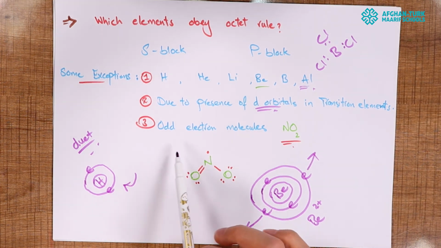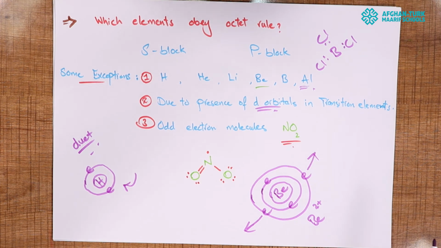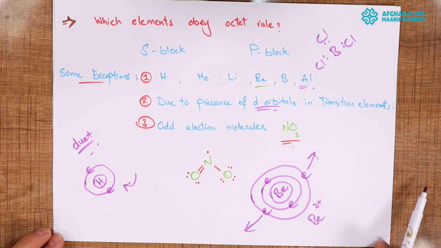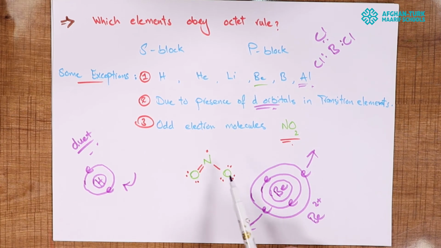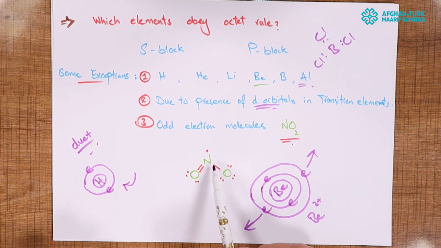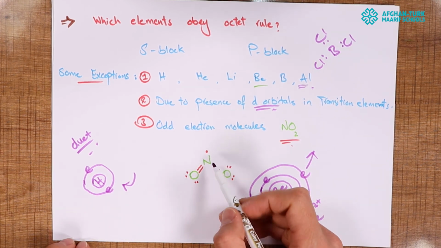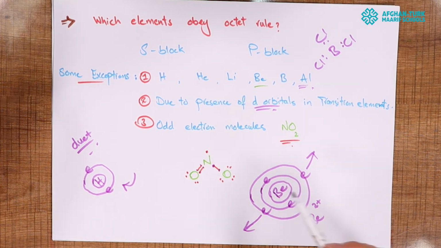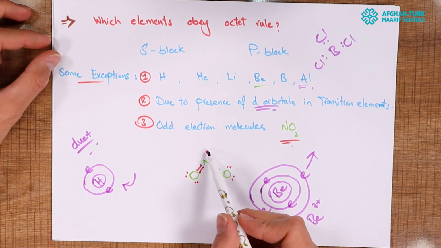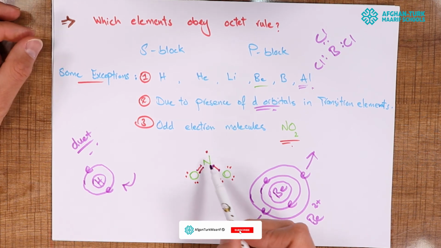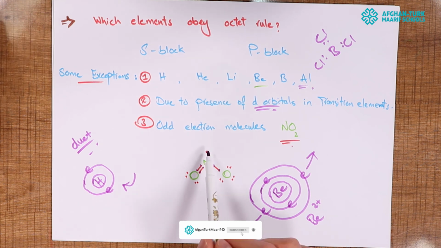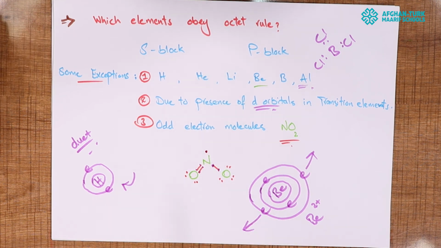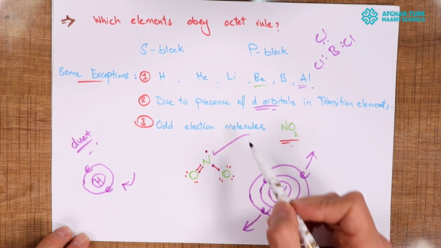And the next one is the odd electron molecule. For example, if we have nitrogen dioxide, you can see over here the shape of the molecule of nitrogen dioxide. Now you can see that there are 2 bonding pairs between nitrogen and one oxygen, and 1 bonding pair between nitrogen and the other oxygen. If we count the electrons, each line designates 2 electrons. 1, 2, 3, 4, 5, 6, 7. Now you can see over here that nitrogen has 7 electrons around itself, and there's only 1 odd electron. So in this case, we can say that nitrogen hasn't obeyed the octet rule.